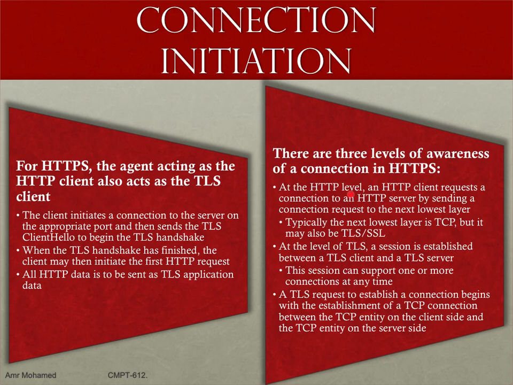So at the HTTP level, an HTTP client requests a connection to the HTTP server by sending connection requests. Typically, the next lowest layer is TCP. So the first thing that happens, actually before the handshake, is to establish the TCP connection. The TCP connection gets established, and then we start to exchange the handshake protocol to provide security on top of TCP. So that's usually what happens.